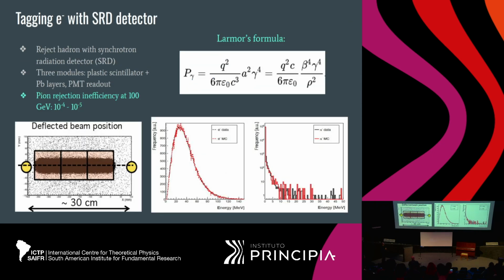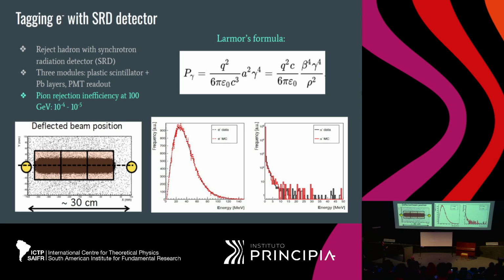So after the tracking part, you have the so-called SRD detector, that is the synchrotron radiation detector. As I said, we need to distinguish between hadrons and electrons, and at this energy it's impossible to use a Cherenkov detector because all the particles would emit Cherenkov radiation basically in the same way, so we have to rely on something else, and the easiest thing to do is to rely on synchrotron radiation.